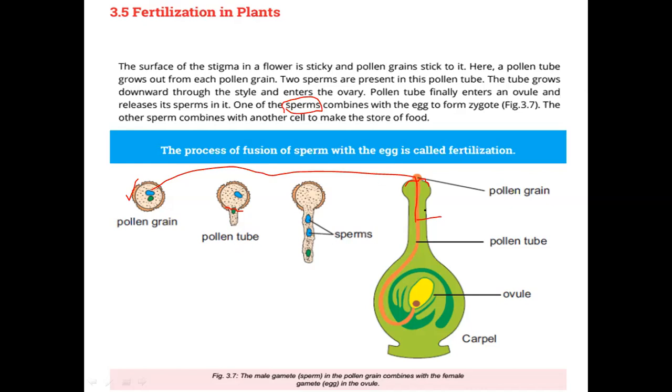This tube grows longer and longer due to this nucleus, and these blue nuclei come behind, chasing it, and then reach the ovule. You see, this one nucleus is divided into two, and they form two nuclei, or two sperms, which are used for fertilization. I have told you the fusion of sperm with the egg is called fertilization. So fertilization happens here when this nucleus, a male gamete, fuses with the female gamete.